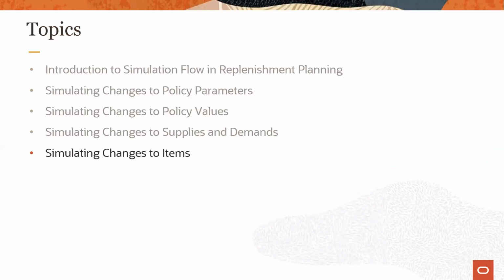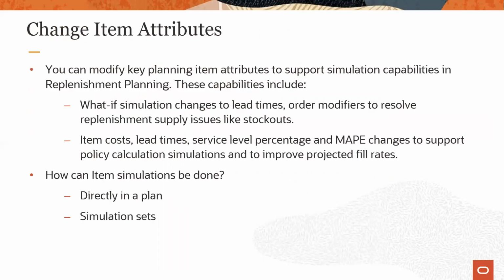This topic discusses simulating changes to item attributes. You can use simulation set to update item attributes on the planning side. You can then link the simulation set to the plan to perform simulations. Key attributes like item lead times and order modifiers can be changed to simulate changes in policy calculation and replenishment creation.